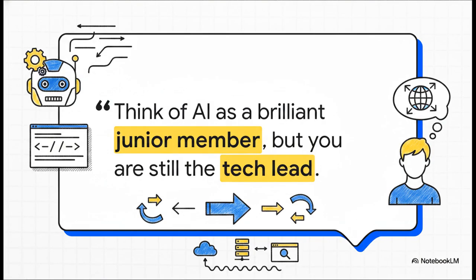I love this framing. Think of AI as a brilliant junior team member that works at the speed of light, but you are still the tech lead. The AI has the raw speed and encyclopedic syntax knowledge, sure, but you own the domain expertise, the business logic, and the strategic vision. You have to review, refine, and guide its output.